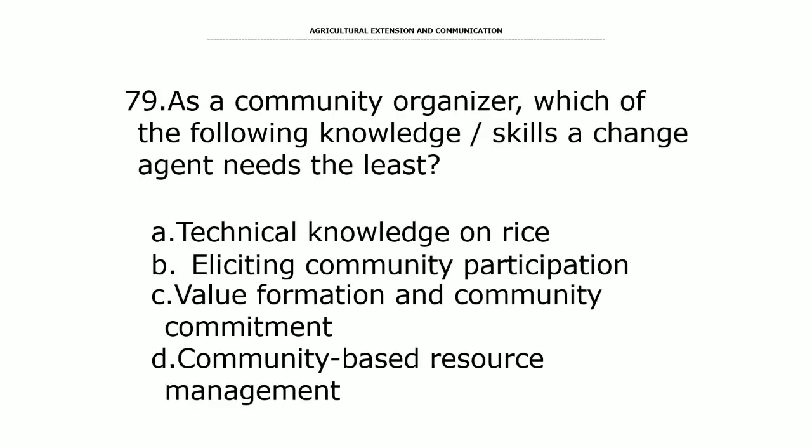Number 79. As a community organizer, which of the following knowledge or skills does a change agent need at least? A. Technical knowledge on rice. B. Eliciting community participation. C. Value formation and community commitment. Or D. Community-based resource management.